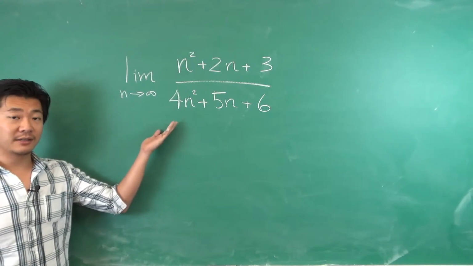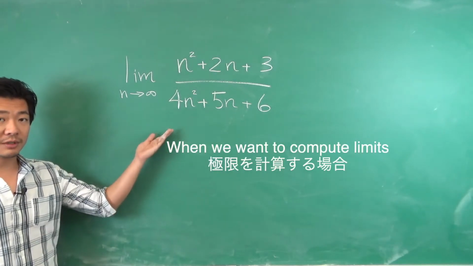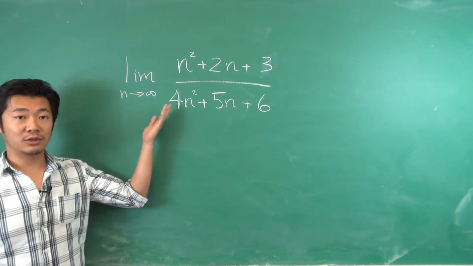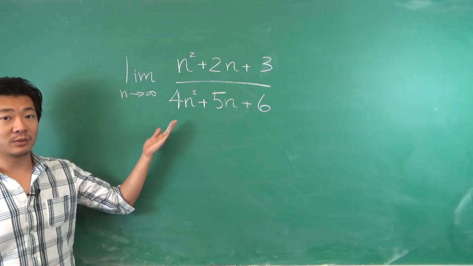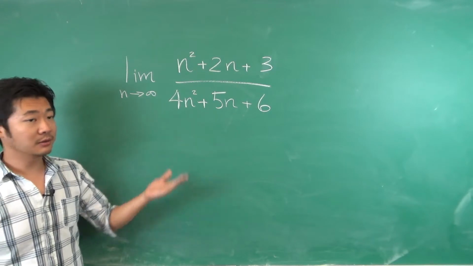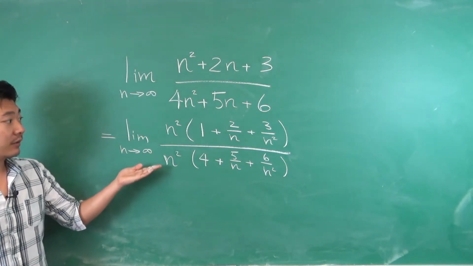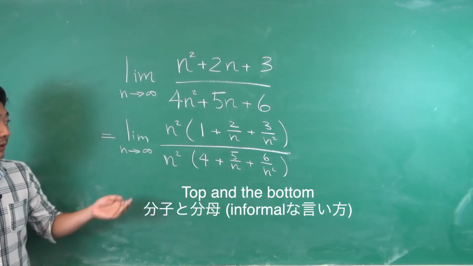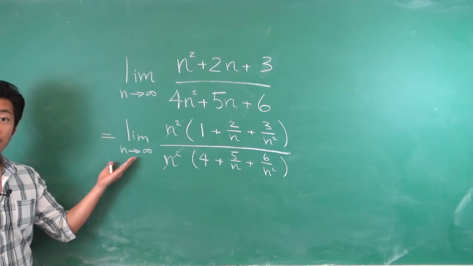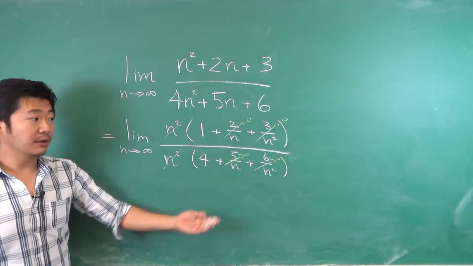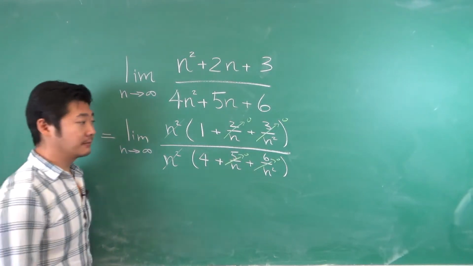Now let's try this example. When we want to compute limits, rather than trying to show by definition, what we would usually do is simplify the expression. In this case, we can factor out an n squared from the top and the bottom. These will cancel. And when n goes to infinity, these will go to 0. So what we have left is 1/4.